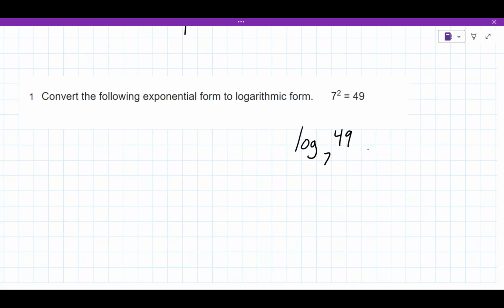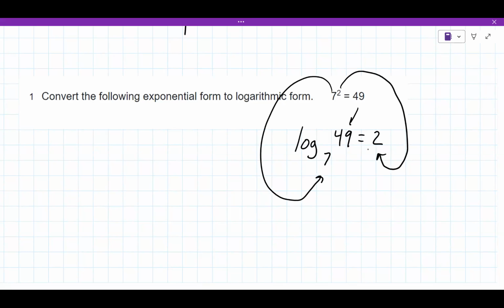Log base 7 of 49 equals 2, and then draw some arrows so you can see where these things come from. So the 2 goes there, the 7 goes there, and the 49 goes there. So this is the answer, what I've written, and you might want to show the arrows to indicate that's where the values come from.